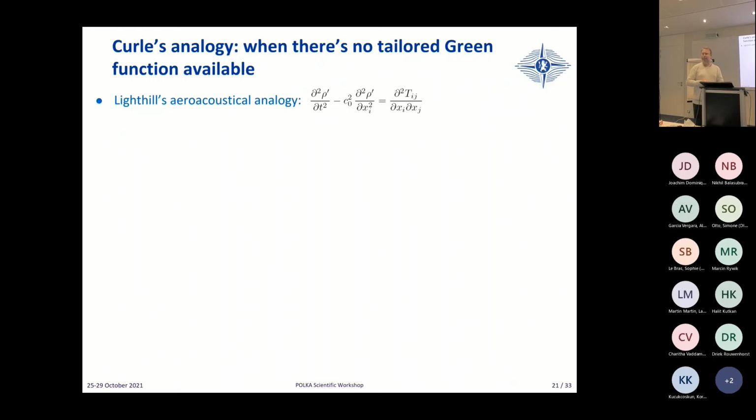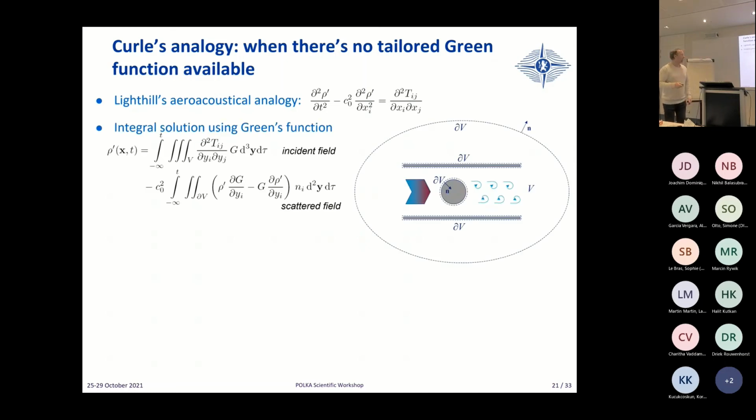So Curle's analogy. If you followed what we did so far, we have seen an integral analogy already, because it's just an integral solution of Lighthill's analogy. Simply, what I did previously was to assume that I had a tailored Green function at my disposal. So that's exactly the same solution we had before. Simply, instead of Q, I've reminded that this was actually the double divergence of Lighthill's tensor. Okay, so that's exactly the solution we have seen before.